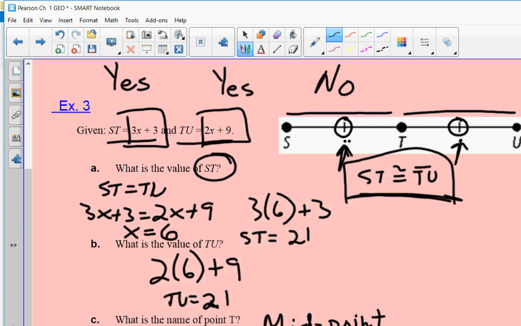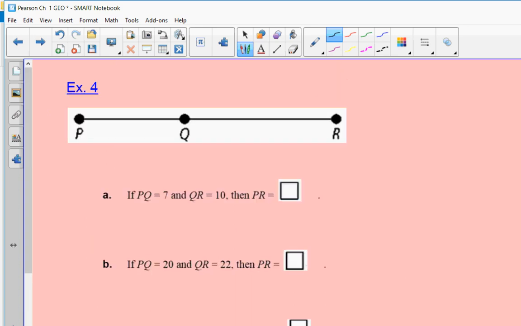Okay, and a bisector, that's its definition, it cuts something into equal halves. In this case, it happened to be a line segment. Okay. All right, example 4, got to be careful here.